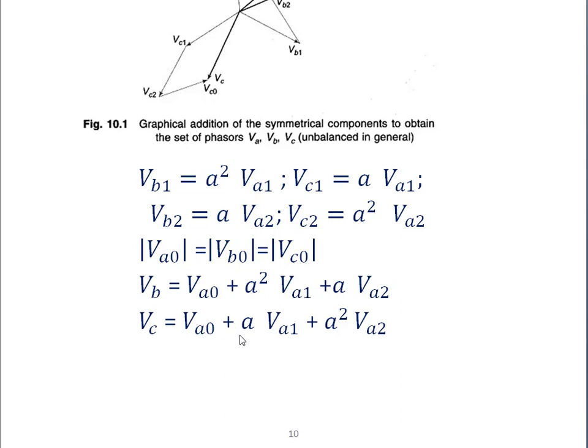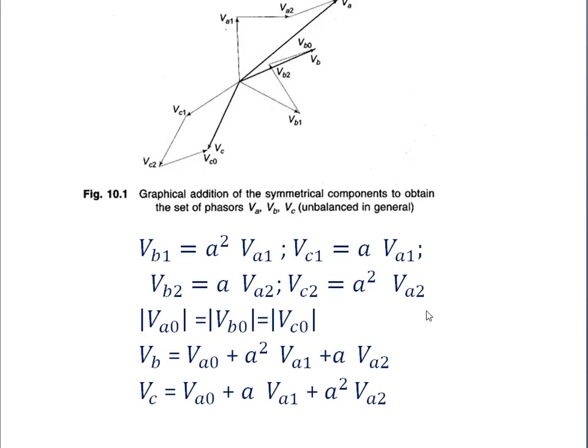So plus VC1 is replaced with A into VA1, that is like this. Similarly, VC2 is represented with A square VA2. So we know VB and VC in terms of the reference vector, and VA is already known, that is VA is equal to VA0 plus VA1 plus VA2.